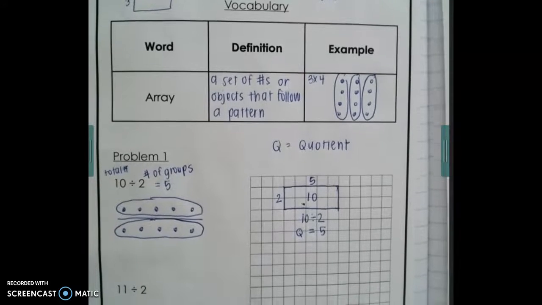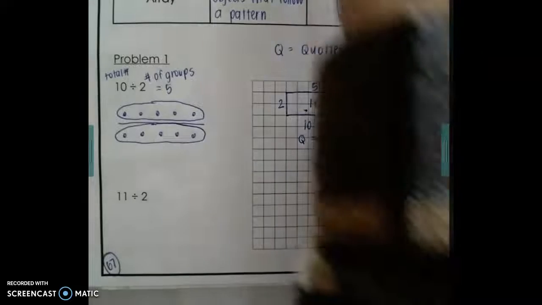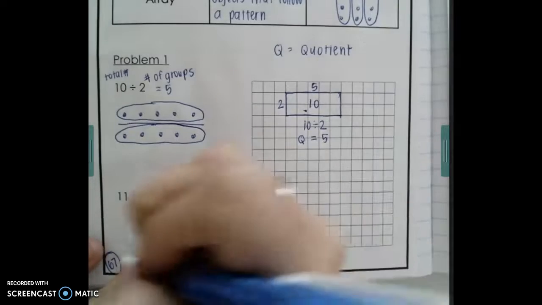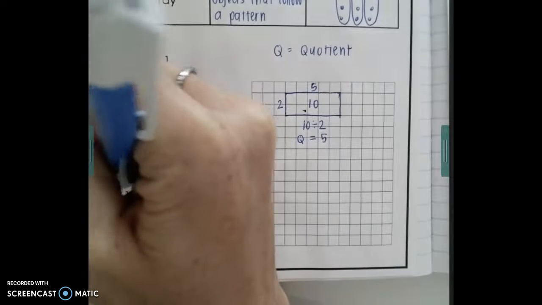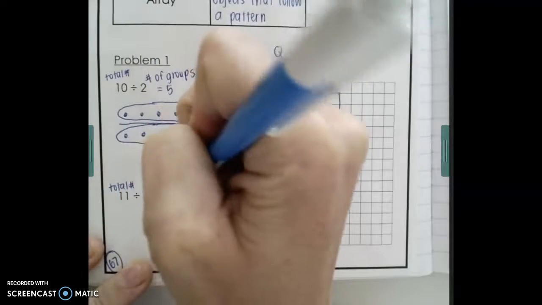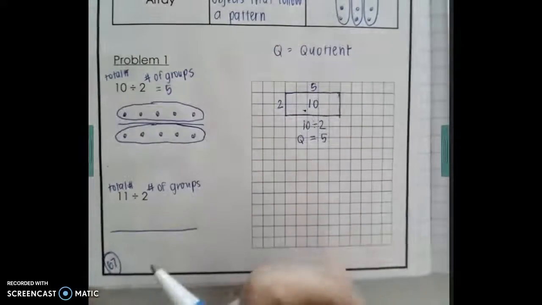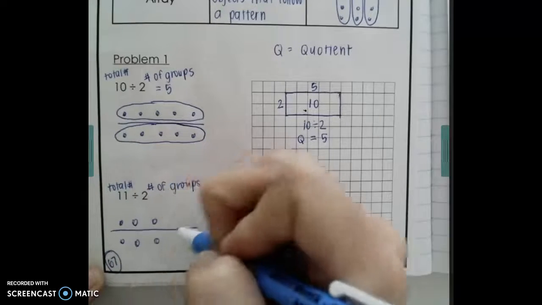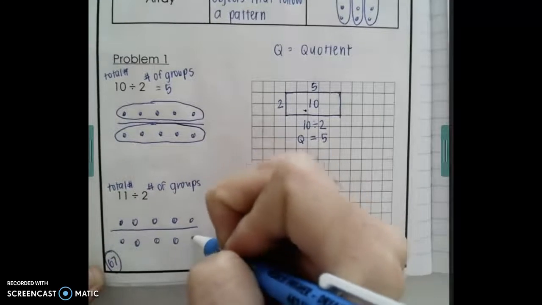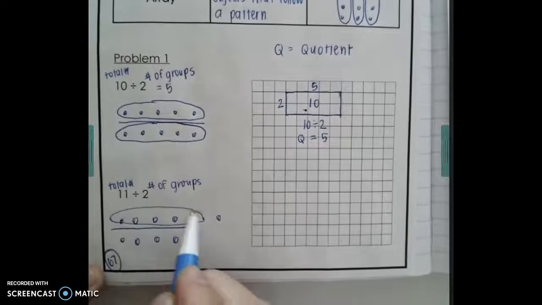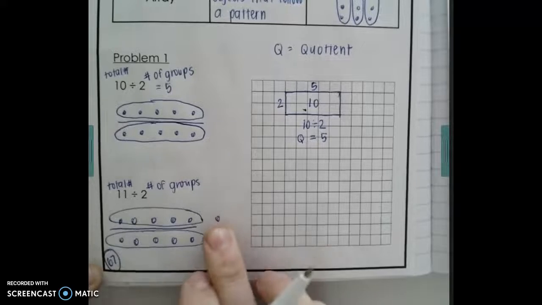Now let's look at this when we have a remainder. Here I have 11 divided by 2. The first thing I'm going to do is draw my array. For this one, I'm going to do the same thing. I'm going to make my 11 my total number and my 2 my number of groups, and I already know that it's not going to be even. So that was 1, 2, 3, 4, 5, 6, 7, 8, 9, 10, and then 11 would be extra. I would get my nice 2 groups of 5, and then I would have this remainder of 1.